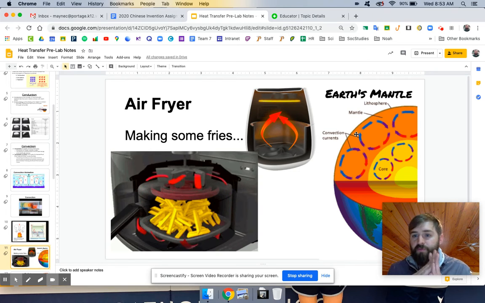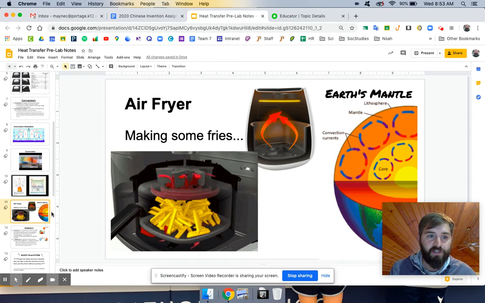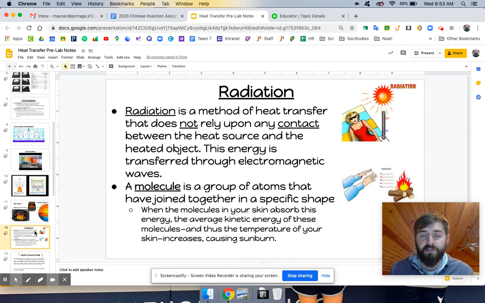Okay, and remember they move in 3 different ways. Okay, so that's convection. The second type, the last type that we're going to talk about today is radiation. Okay, this one's the hardest to really grasp.